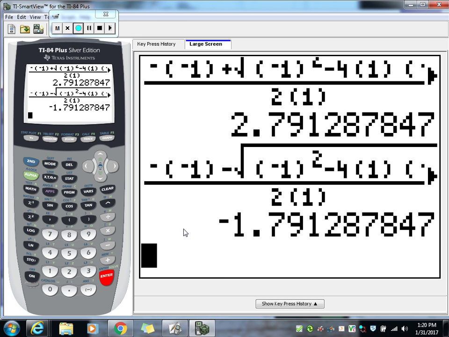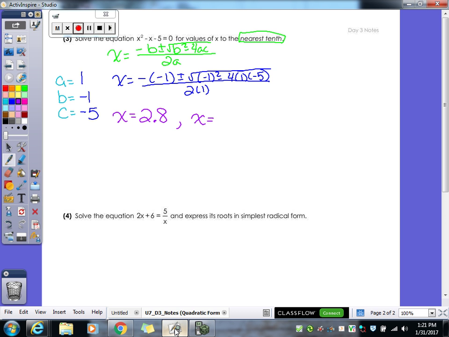So to the nearest tenth, how does this round? Negative 1 point what? 1.8. 1.8.